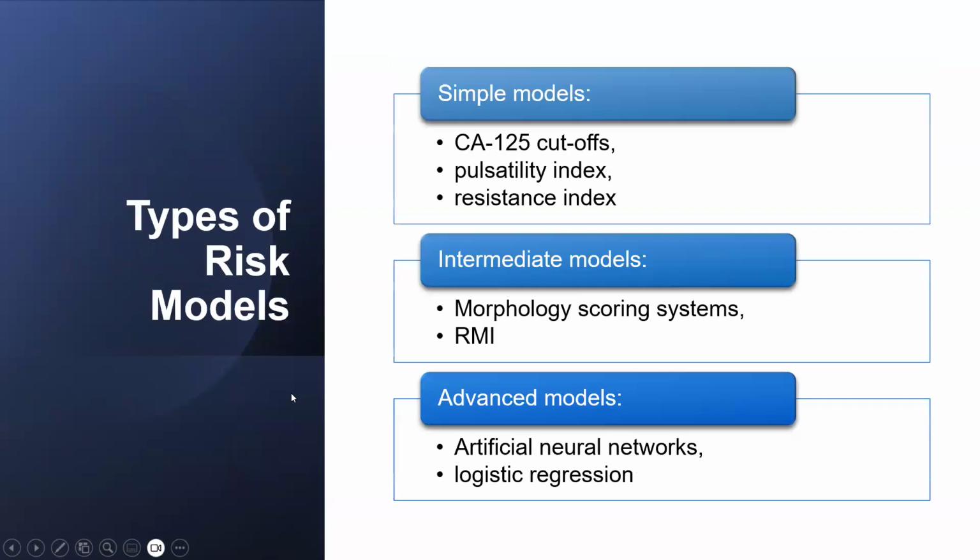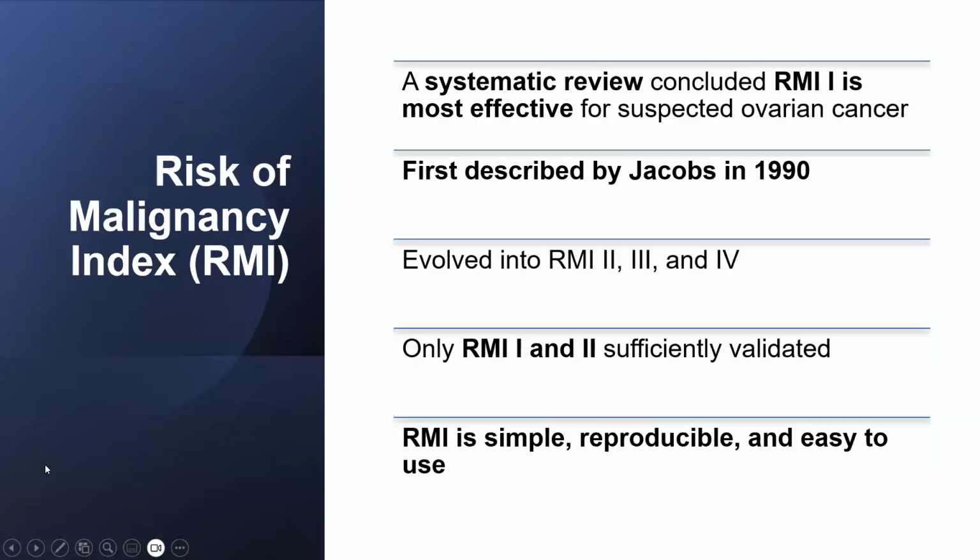The risk models are simple models, intermediate models, advanced models. No one is going to ask you about these. I just added these models. You know what is risk of malignancy index? There are different types, RMI 1, 2, 3, and 4. RMI 1 is usually used.